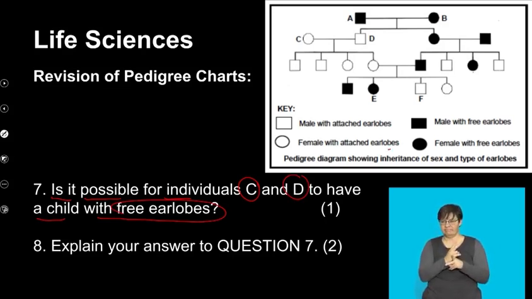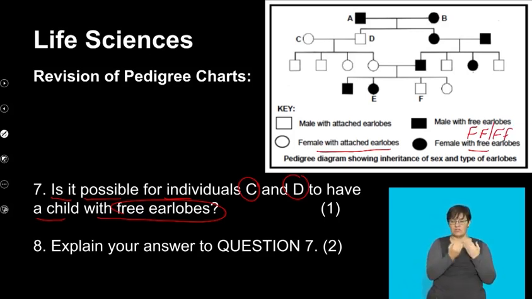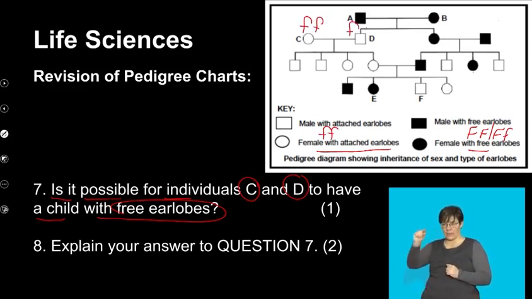that again, the free earlobes is the dominant trait, so we refer to them as being either that or that, so homozygous or heterozygous. And the individuals that are attached will have to have the recessive alleles. So essentially, these individuals have to have two recessive alleles. So knowing that these individuals are homozygous recessive, let's try and unpack the next part of the question. Is it possible for individuals C and D to have a child with free earlobes?